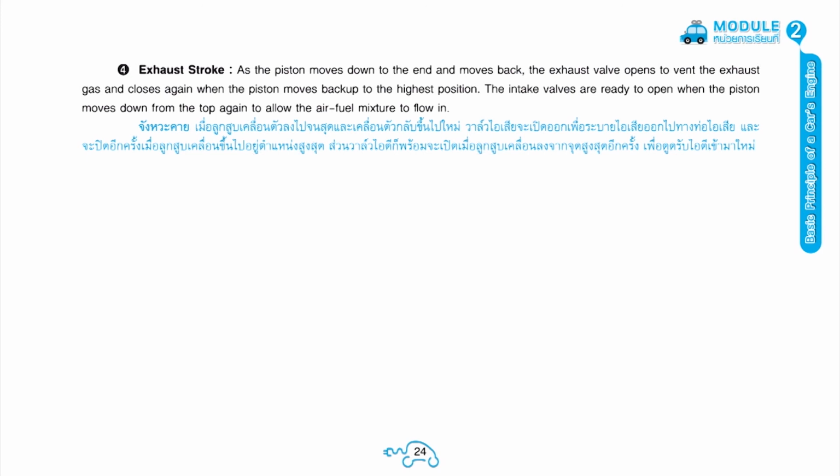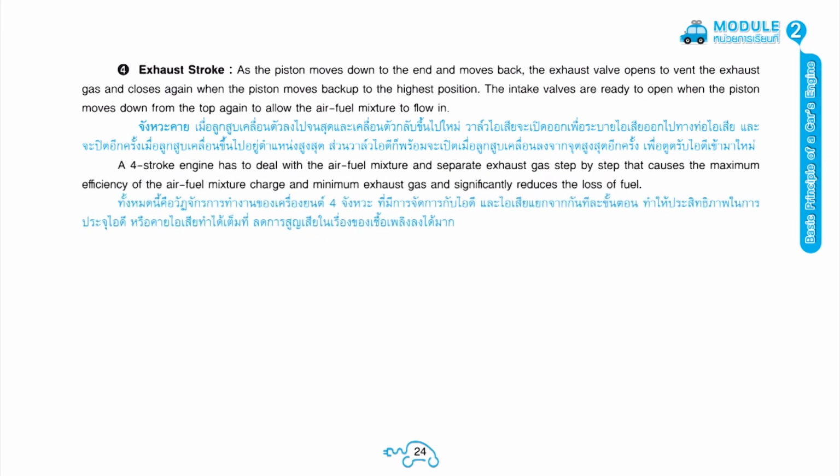A four-stroke engine has to deal with the air-fuel mixture and separate exhaust gas step by step, which causes the maximum efficiency of the air-fuel mixture charge and minimum exhaust, and significantly reduces the loss of fuel.